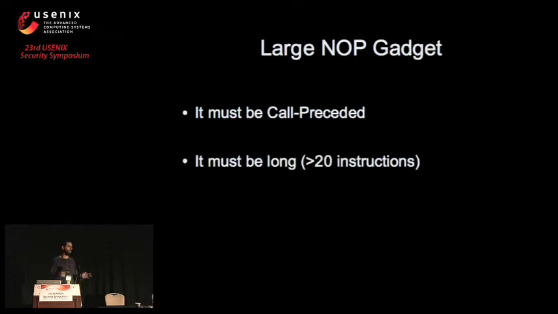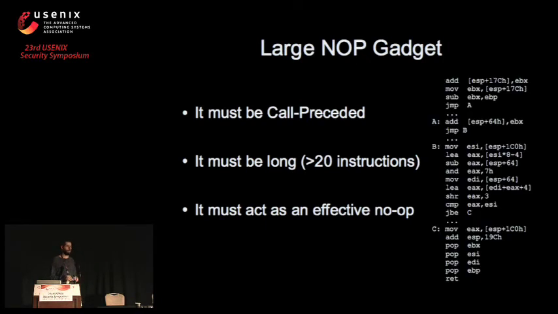This is going to be a gadget with 3 properties. First, it's going to be call preceded. Second, it's going to be long. It's going to be more than 20 instructions. In particular, this is longer than the defense threshold. And finally, it's going to be an effective NOP. It's basically going to do nothing. At right is an example of one that we use in our attacks. It doesn't really matter what it does, it's just an example. And the important thing to know is they're easy to find. In almost all programs, you can find something like this.